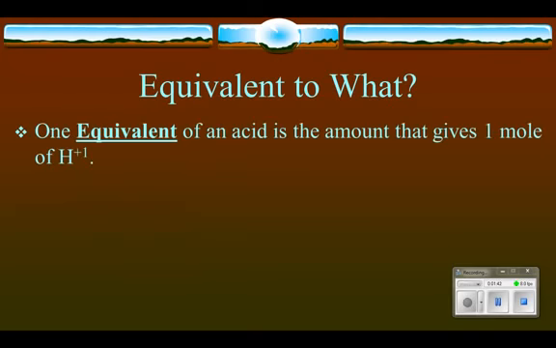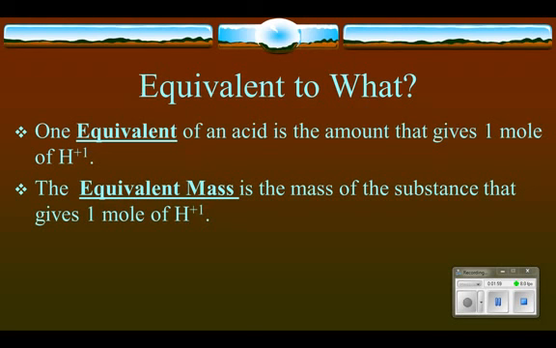All right. So as I said, we're going to learn some new units here. The equivalent is defined as that amount of an acid that gives 1 mole of hydrogen ions. Okay? Equivalent is the amount that gives 1 mole of hydrogen ions. And so the equivalent mass is the amount of substance that will give 1 mole of hydrogen ions, specifically the mass of that substance. This is very similar to the mole and the molar mass definitions, except in this case we are just talking about the amount of hydrogen ions, and then the equivalent mass is the mass that gives you 1 mole of hydrogen ions.